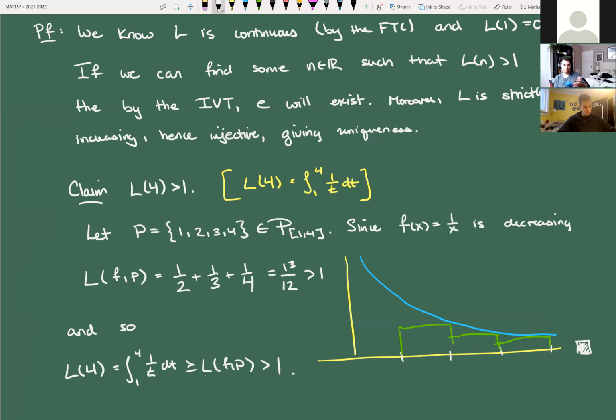And of course, you could have chosen something else if you wanted to. If you chose a finer partition, maybe 1, 1.5, 2, 2.5, 3, 3.5, 4, you would get an even better approximation. But then you have to add more fractions, and I don't want to add more fractions. As far as I'm concerned, adding a half plus a third plus a quarter was already hard enough. So we got that, and it wasn't too bad, but there you go.